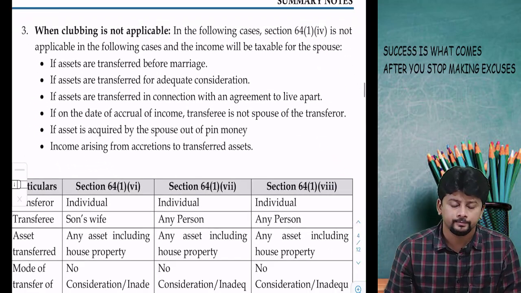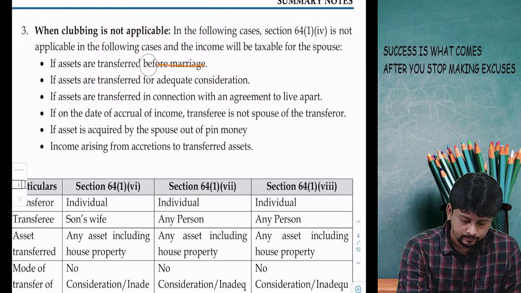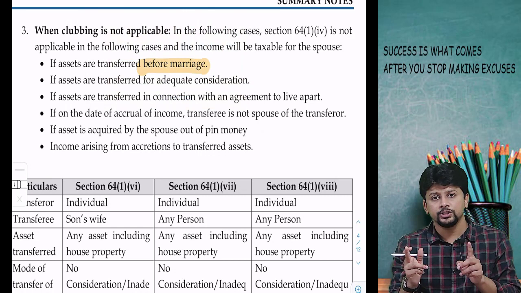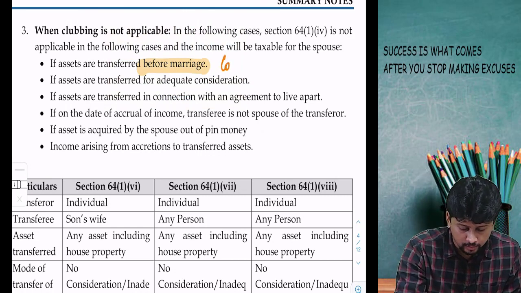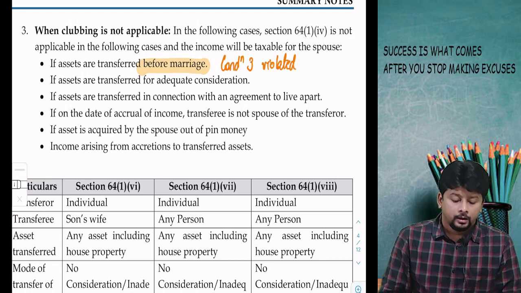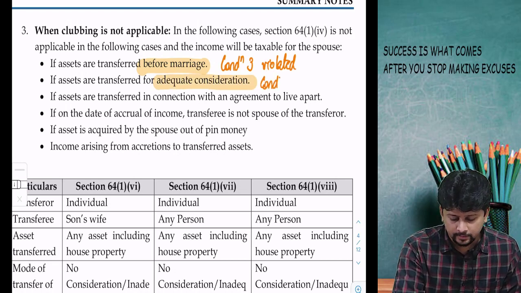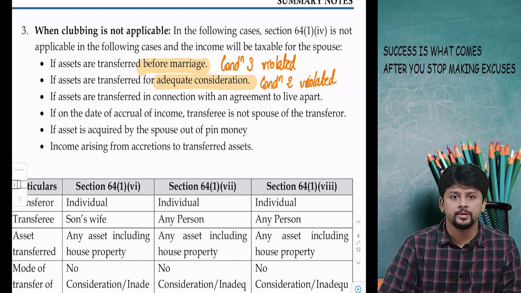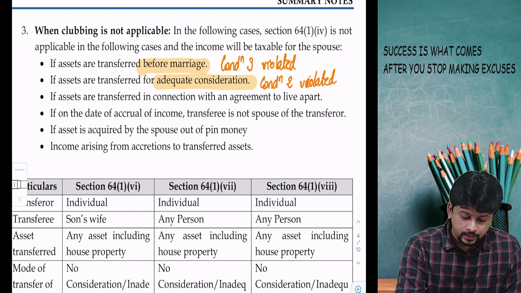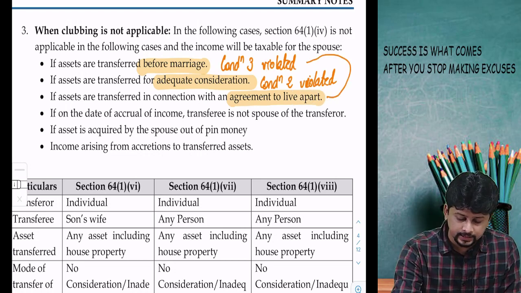Situations where clubbing will not happen: if the asset was transferred before marriage, then obviously clubbing provisions will not apply, because there was no husband-wife relationship existing at the time of transfer of the asset, which means condition number 3 has been violated. If assets are transferred for adequate consideration, that means the spouse has paid the full market value. Now condition number 2 has been violated, so no clubbing. If assets are transferred in connection with an agreement to live apart, which means there is no husband-wife relationship existing, again I can say condition number 3 is violated.